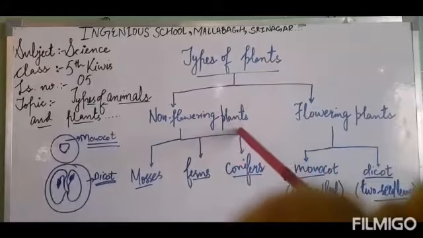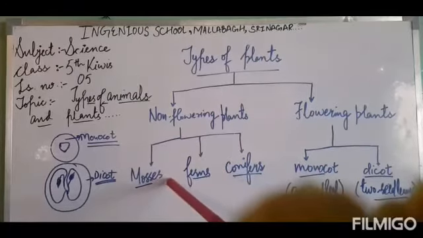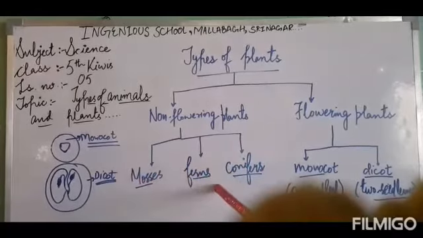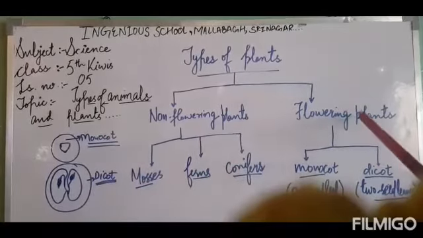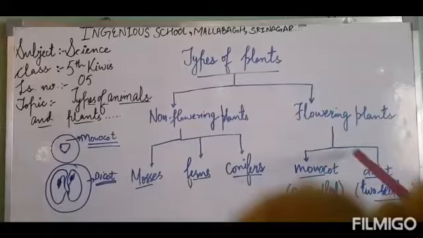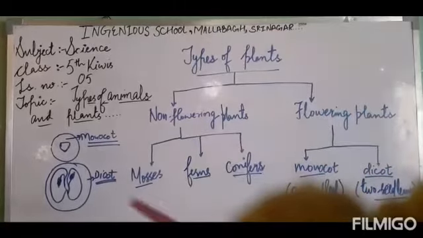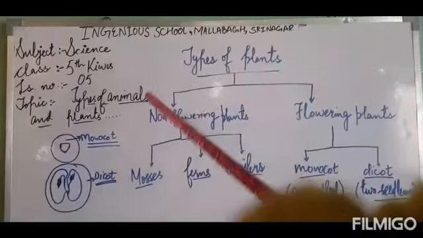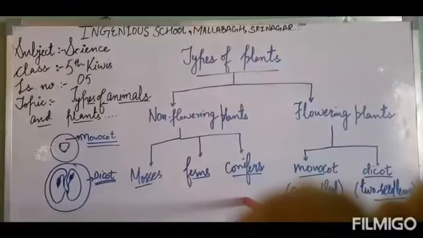Non-flowering plants are further divided into three groups. First one is mosses, second one is ferns, and third one is conifers. Flowering plants are divided into two groups only. One is monocot and the second one is dicot. Got it? And today we are going to learn about these types of plants. First of all, we will learn about these non-flowering plants, that is mosses, ferns, and conifers.